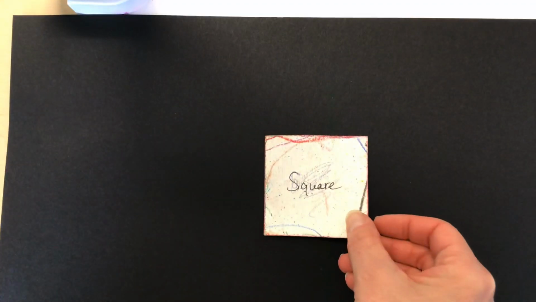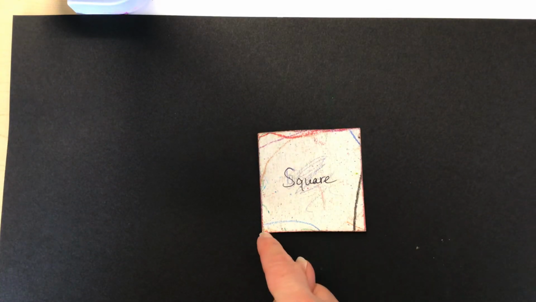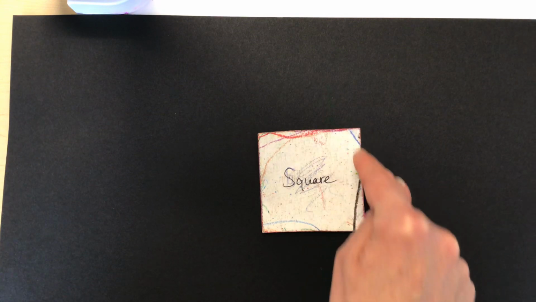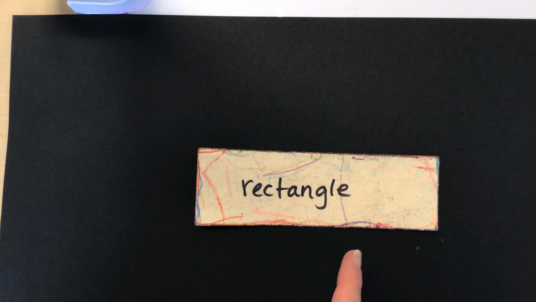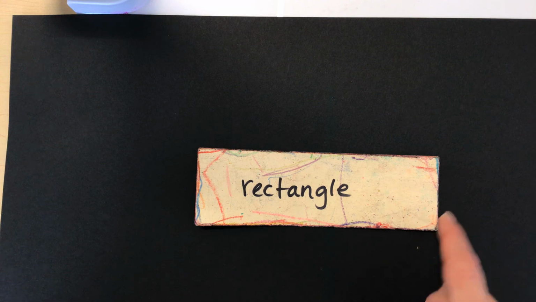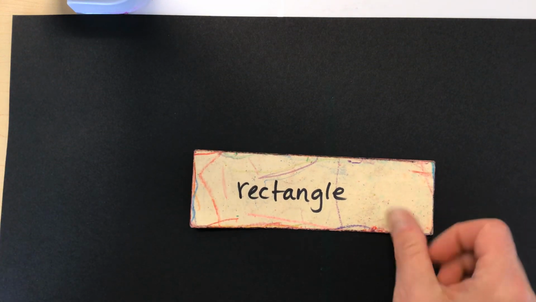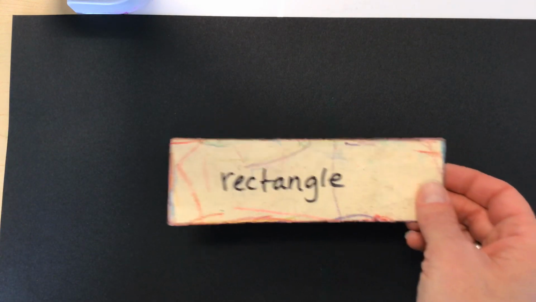Next, we have a square. A square has 4 sides that are equal. They're the same size. Next, we have a rectangle, which is a lot like a square, but it has 2 long sides and 2 shorter sides. Rectangles are super common everywhere around you.